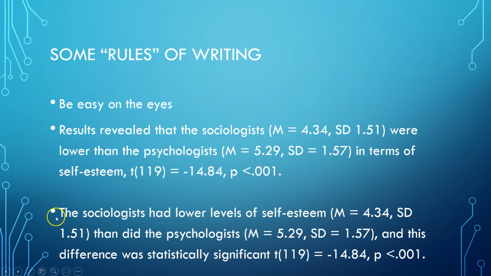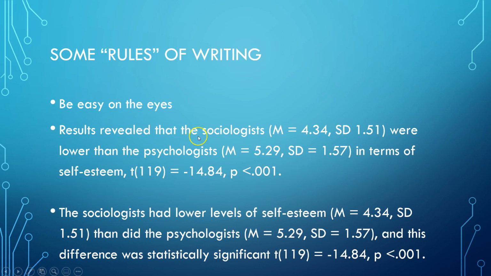And again, we want our writing to be easy on the eyes. We want our writing to be easy for people to read. And even though it's a small difference between these two sections, you'll see. Results revealed that the sociologists with a mean of 4.34 and a standard deviation of 1.51 were lower than the psychologists with a mean of 5.29, standard deviation of 1.57. I could just stop right there, and I would ask you, if we were together in person in class, what is wrong?